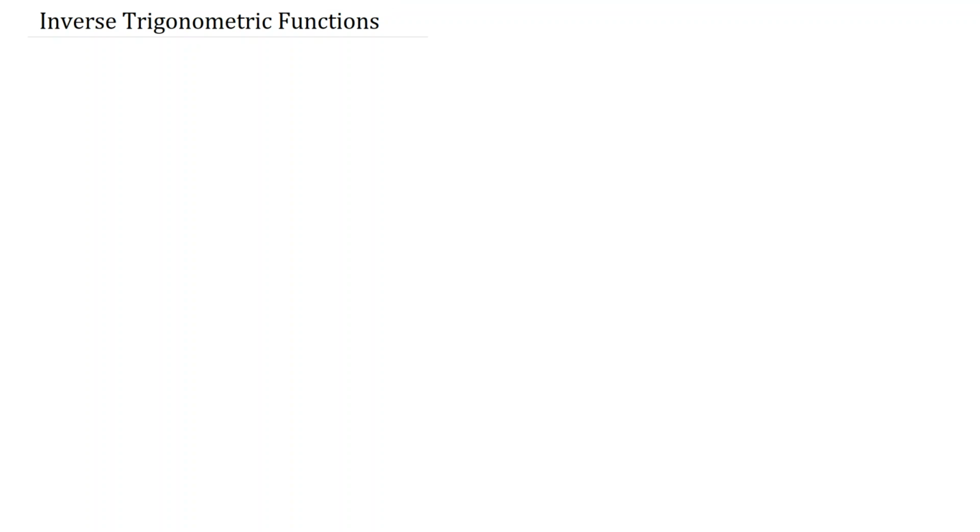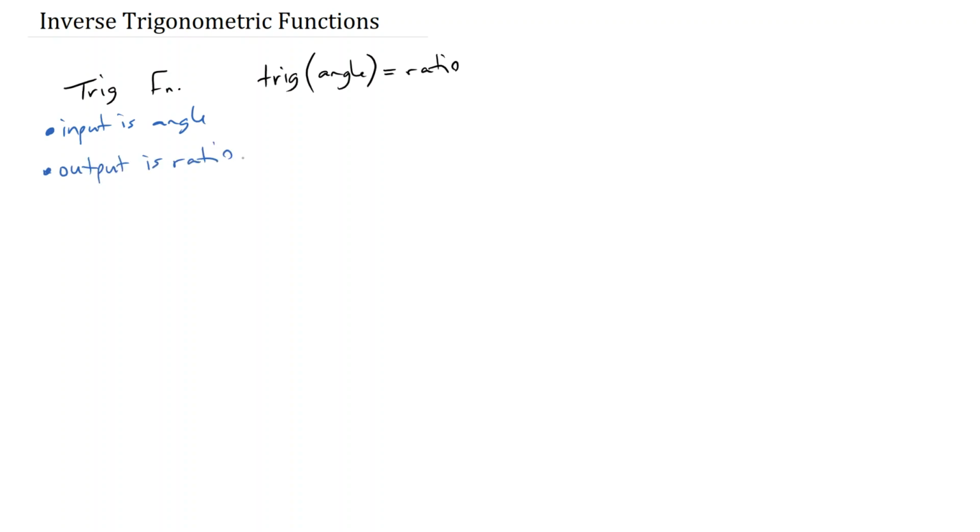Let's take a look at inverse trigonometric functions. Before we do, let's look at the standard format of a trig function, just a regular trigonometric function. A trigonometric function, let's call it trig, it could be sine, cosine, tangent, whatever, takes an input that is an angle and it outputs a ratio. So for a standard trig function, the input is an angle, the output is a ratio.